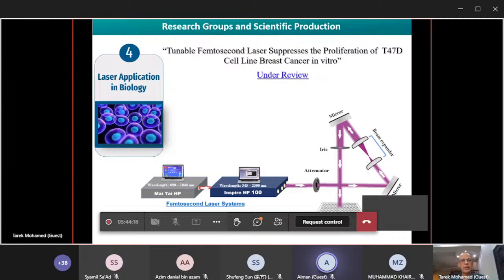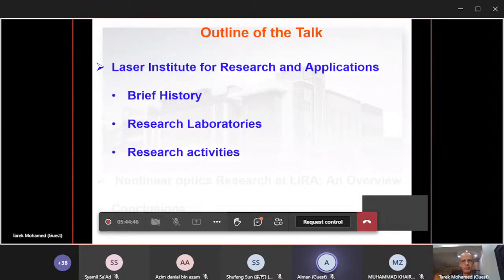Also, we tried to see the effect of the femtosecond laser on a breast cancer cell line, T47D. We also did a comprehensive study, changing all the laser parameters like wavelength, power, and exposure time to reach the optimum parameters. And as I said, the goal is to have a small laser device that could be used clinically. This briefly covers some of the research directions, but I can discuss any of them in detail if any of you would like to know more.